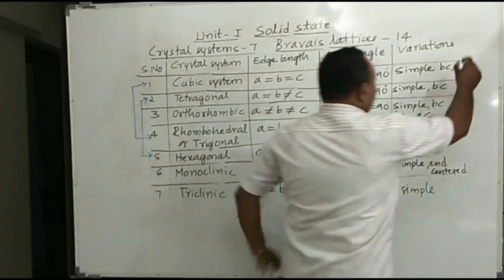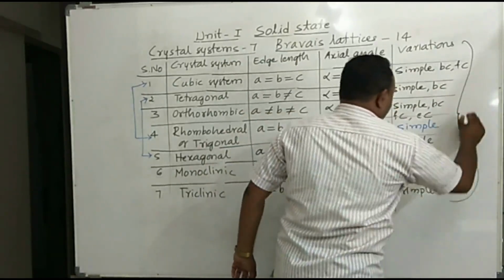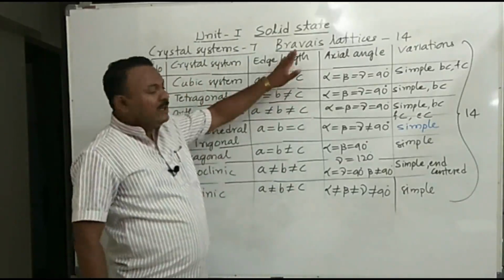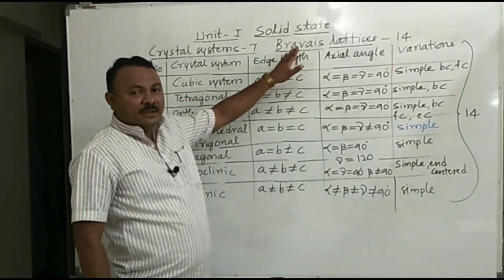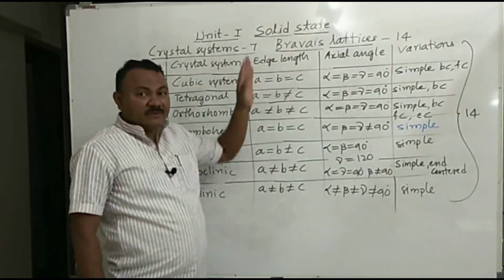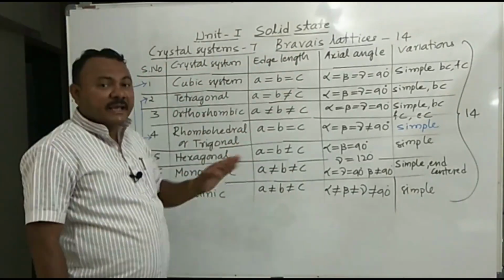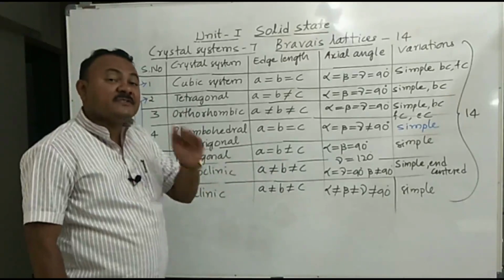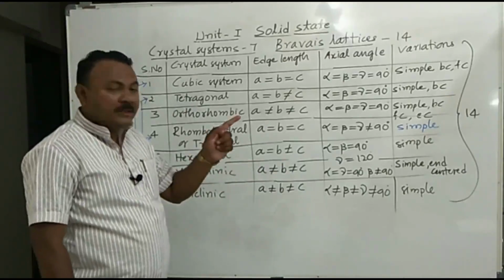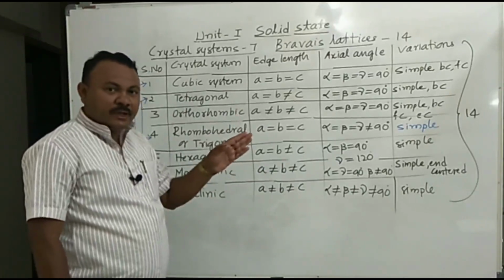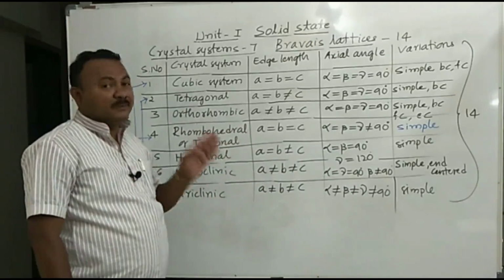So these are all 14 variations which are identified by Bravais and they are called Bravais lattices. Don't get confused between the crystal system and the Bravais lattice. Crystal systems are based on A, B, C, alpha, beta, gamma, and in each we get some subtypes of unit cells. Simple in all, centered in some. Totally 14 variations. They are called Bravais lattices.